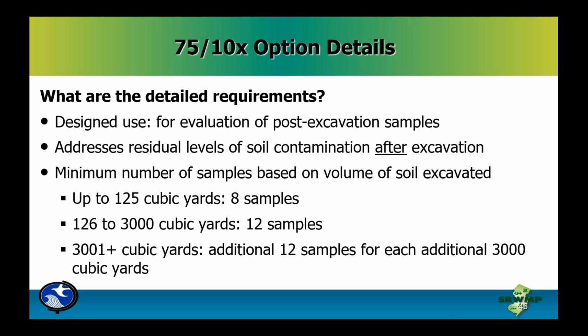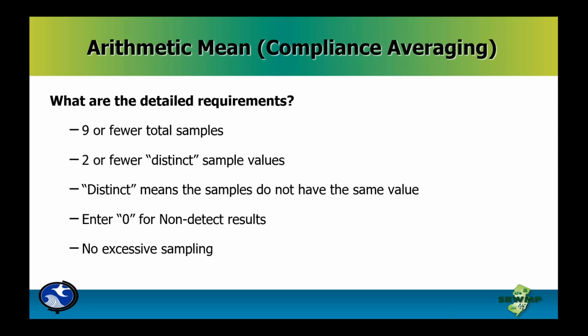Just went through that. Normal compliance averaging, arithmetic mean, 9 or fewer total samples, 2 or fewer distinct sample values. They can't have the same value. You enter 0 for non-detect, and in those we don't want to see excessive sampling. We don't want you to sample the hell out of the backyard when nothing was in the backyard, because you got a lot of NDs and it can skew your data.